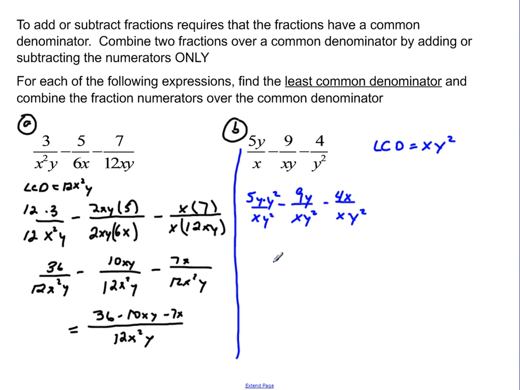Now that I have xy squared in each of my denominators, I can combine my numerators over that common denominator. This becomes xy squared. We've got 5y cubed minus 9y minus 4x. And this is my reduced fraction that combined everything over the common denominator of xy squared.